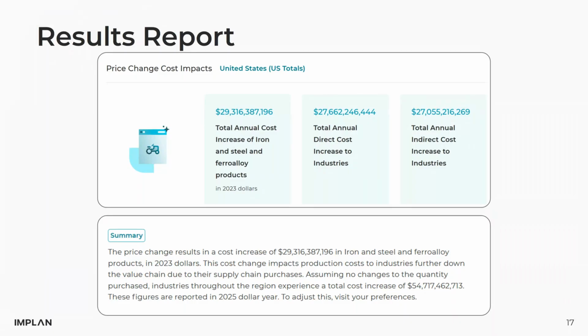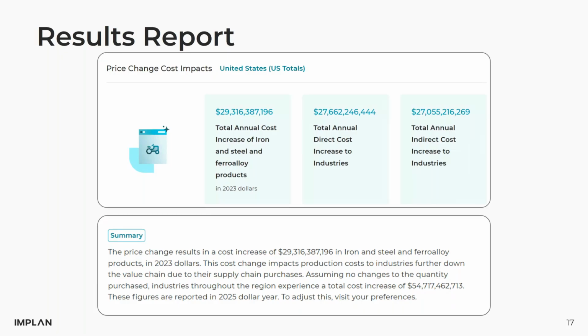The next number, that 27.66, is the direct cost to industries purchasing from the iron and steel ferroalloy products. The difference between these two, about 1.6 billion here, is what actually is affecting households, government, and foreign consumers. We see this number is pretty small here because not too many institutions actually buy these products directly. They're usually going into inputs for other industries, manufacturing, and things like that.